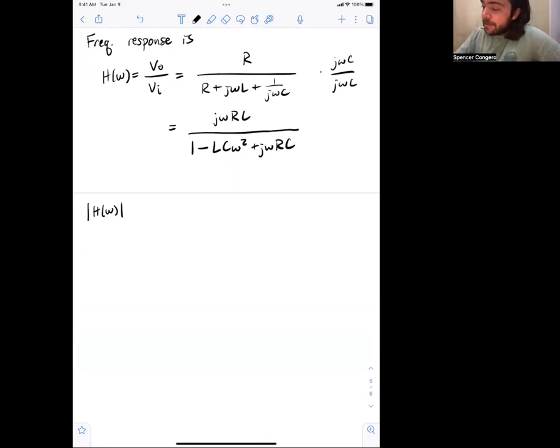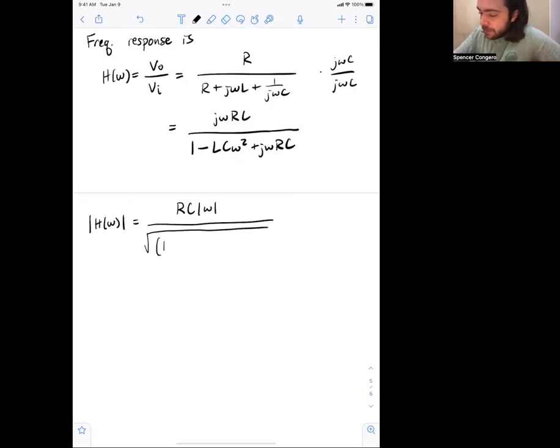And so how do we find the magnitude of the frequency response? Well, we've seen this a couple times now. It's just going to be the magnitude of the frequency response, and that's the magnitude of the top divided by the magnitude of the bottom. So the magnitude of the top, what is it? Well, it's just the product of the magnitudes of each of those different numbers. And we saw this in the last example, that just gives us RC times the magnitude of omega. And then divided by the magnitude of the bottom, which is just the square root of the real part squared plus the imaginary part squared.